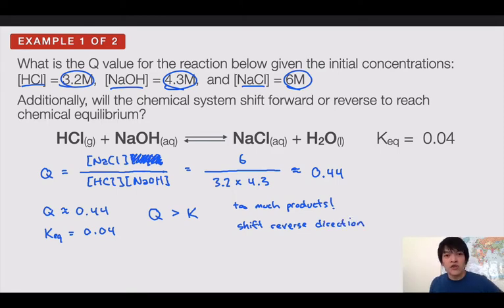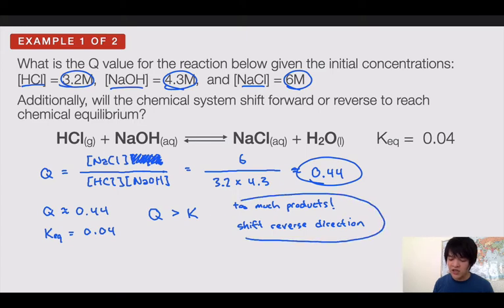Okay. So it's not equilibrium, it's too much products. You need to shift in the reverse direction so that you make more reactants. And once that starts happening, you'll start going towards equilibrium. Okay. So I hope you kind of understand this idea. We calculated our Q value and we decided which way the system will need to go in order to get towards equilibrium.